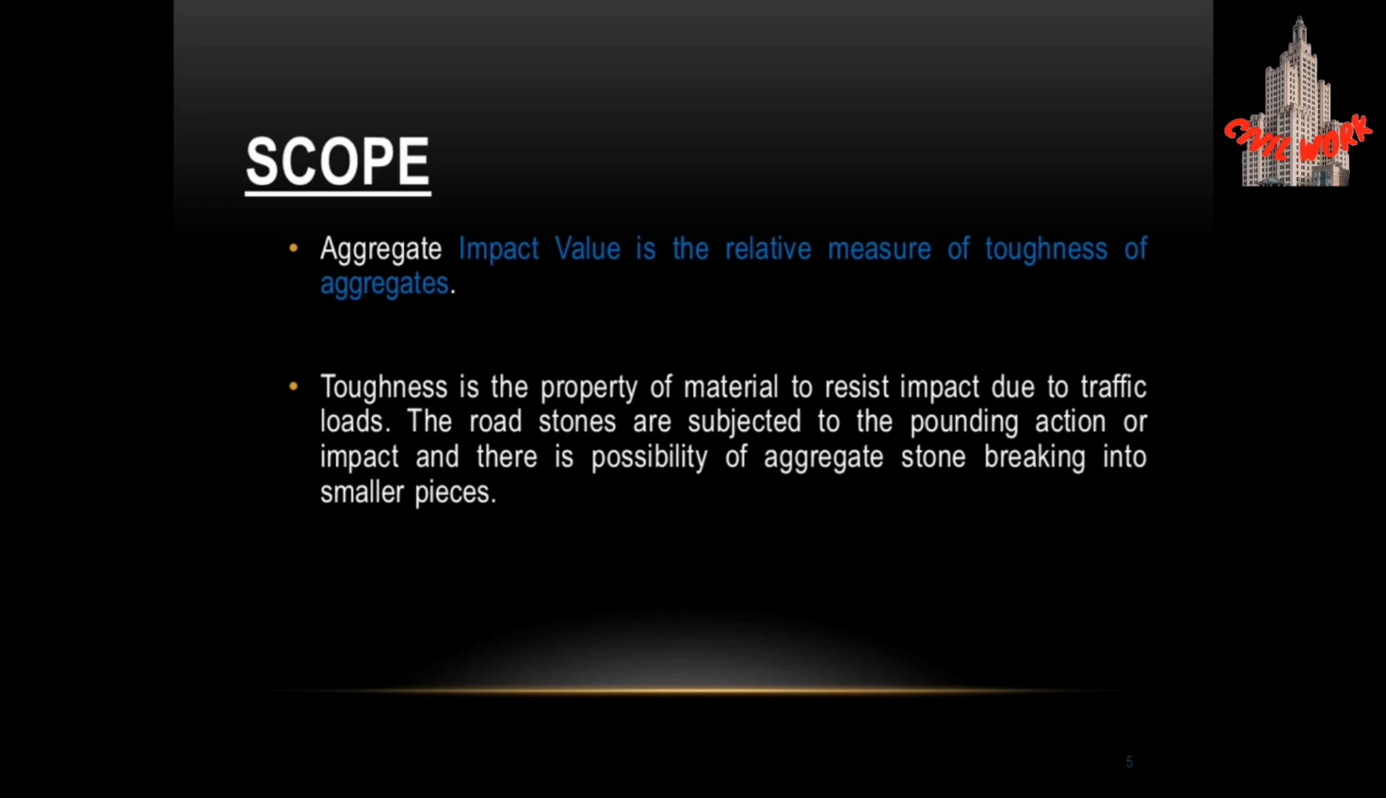Aggregate impact value gives a relative measure of the resistance of aggregate to sudden shock or impact. Toughness is the property of the material to resist impact due to traffic loads. The road stones are subjected to pounding action or impact, and there is a possibility of the aggregate stone breaking into smaller pieces.